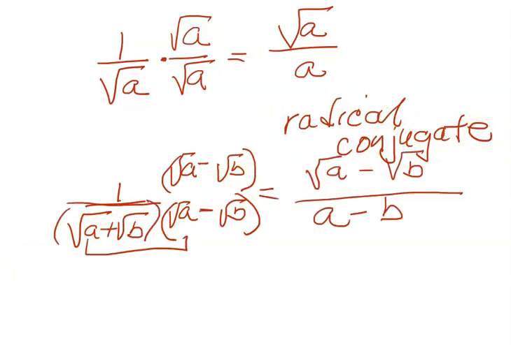Now, what do we do? Well, we're going to use the FOIL method, and the first, square root of a times the square root of a, gives us the square root of a squared, which just becomes an a. And the inners and outers just cancel out, and we get the square root of b times the square root of b, which is just b. And then it's just this.